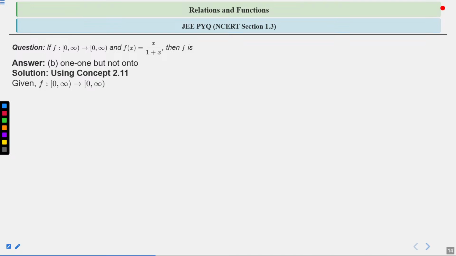The given function f is defined from 0 to infinity. Here the domain is 0 to infinity, right? And the codomain is given as 0 to infinity, right? So to check one-one, what can we do?